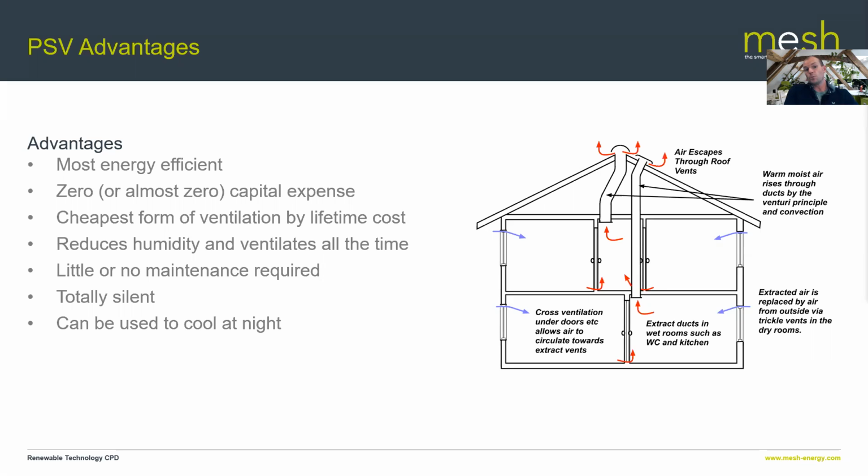And so there's zero or almost zero capital expense to put these systems in, which should last the life of the building, all being well. And it's the cheapest form of ventilation when you look at lifetime cost of the building. One of the other advantages, it reduces humidity and ventilates all the time. Now that can be a disadvantage as well as an advantage, but it ventilates all the time. It naturally happens in the background, and there's little or no maintenance required.